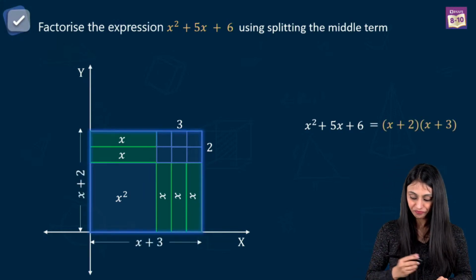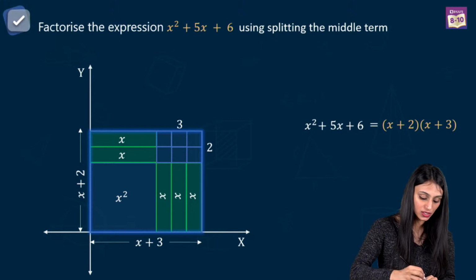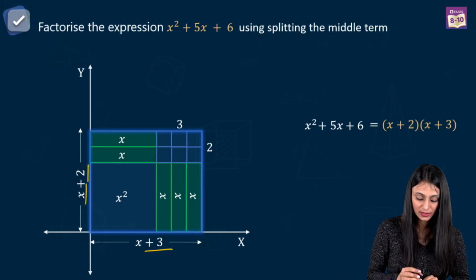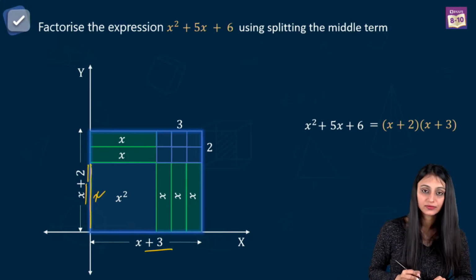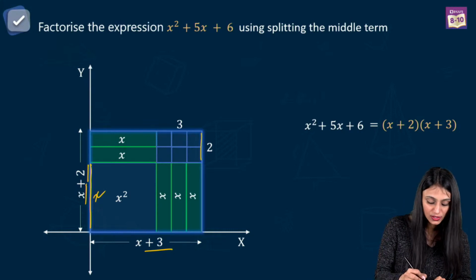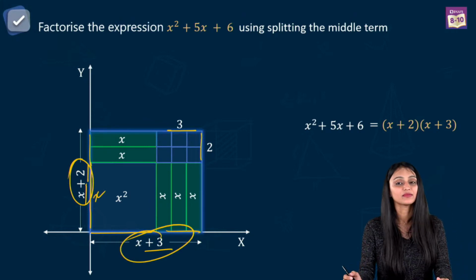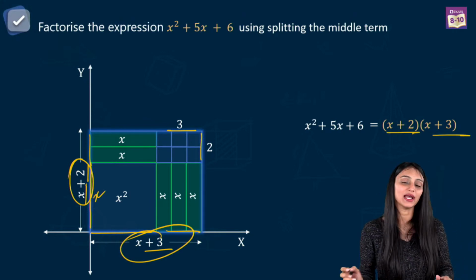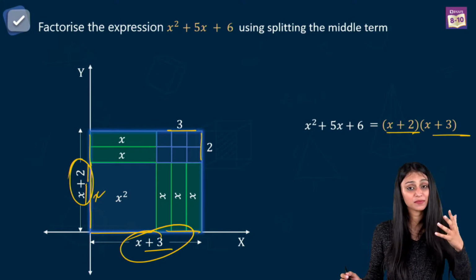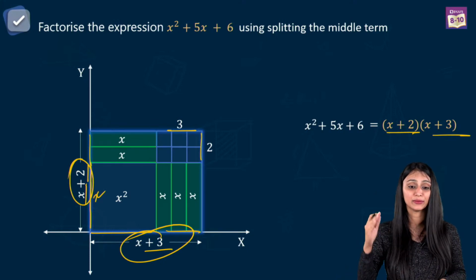You can see the dimensions. This is x plus 2 and this is x plus 3, because this side length is x, right? And this is 2. So this is also 2, that becomes x plus 2. This side length is x and this is 3, so that's x plus 3, right? So this could be written as x plus 2 times x plus 3. So this method is basically known as middle term splitting.